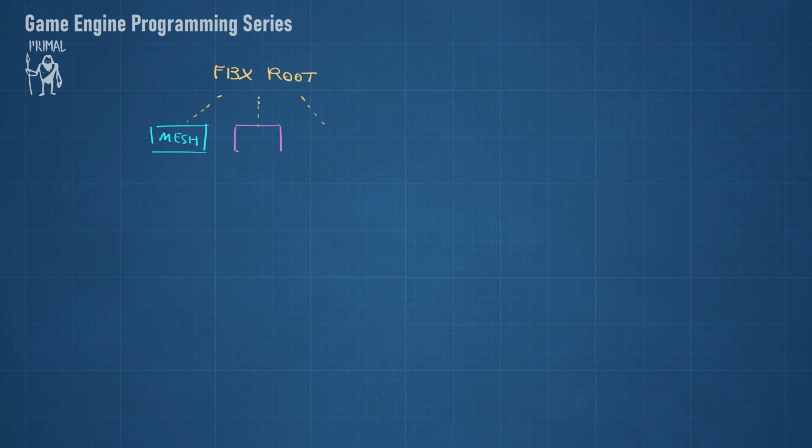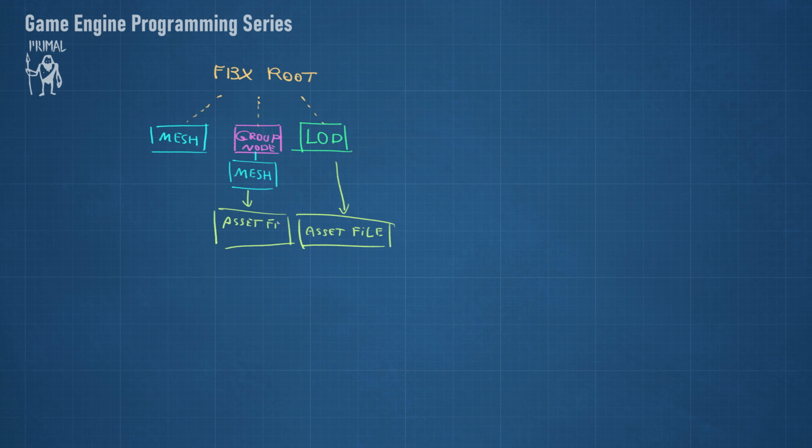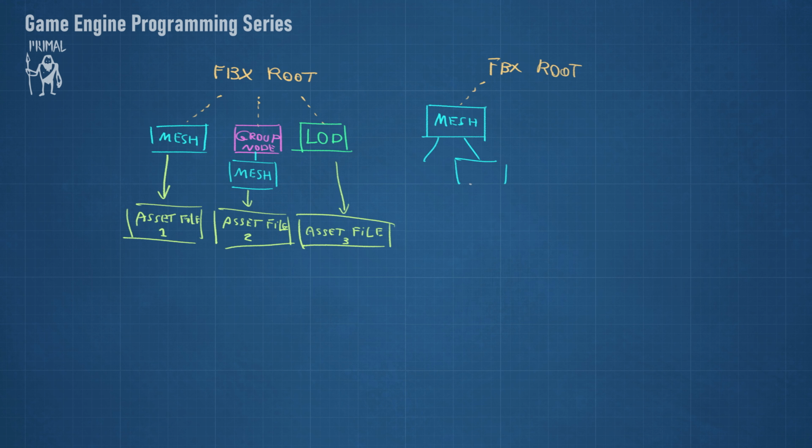As an example, suppose we have a mesh node, a group node with a couple of mesh nodes attached, and finally, an LOD group with also some mesh nodes for each level of detail. In this case, we would save the LOD group to a separate asset file, the meshes within the group node would be saved to another asset file, and finally, the single mesh would be saved to yet another asset file. So we would get 3 asset files for this scene.